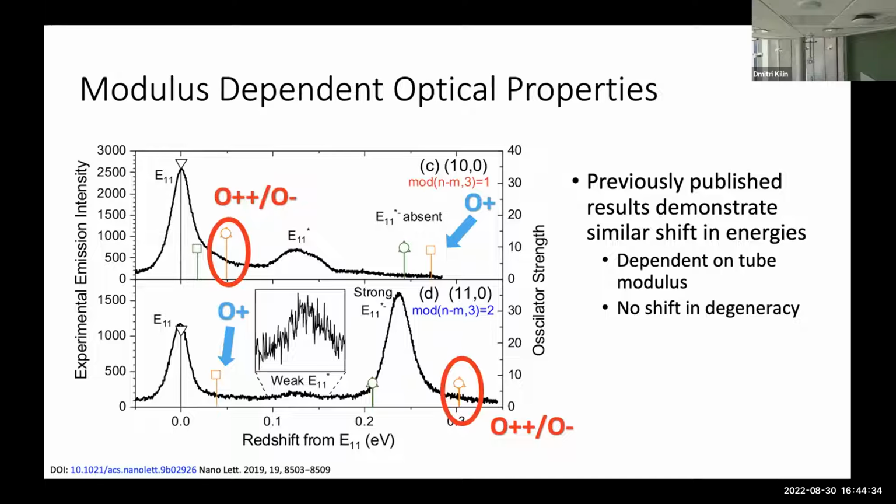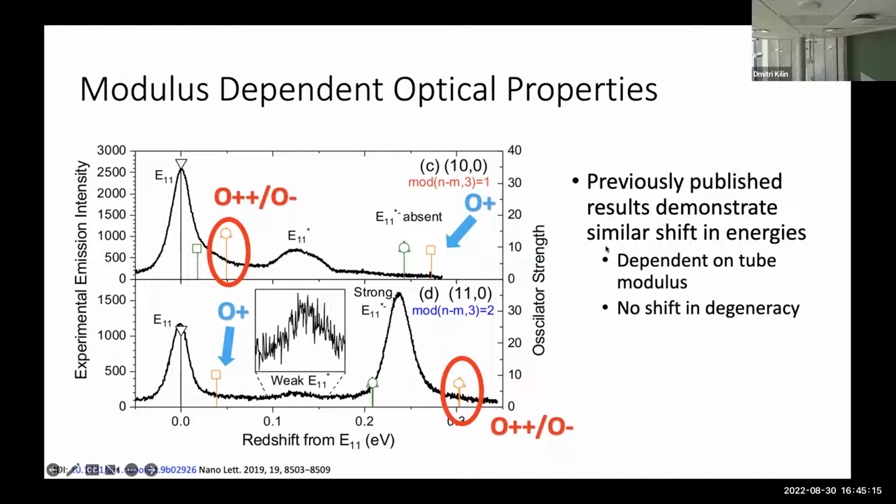Something else interesting is that this is actually a previously published paper. They did see this sort of trend previously, where the energy of the non-degenerate state switched from being more redshifted to more blue shifted compared to the degenerate states. They did not see the switch in which conformations were degenerate, but they did see the switch in which one was more redshifted or more blue shifted. But this wasn't between different functionalizations on the same type of tube. This was between different chiralities of carbon nanotubes. So the top panel here is for a 10-0 tube, and the bottom panel here is for an 11-0 tube.